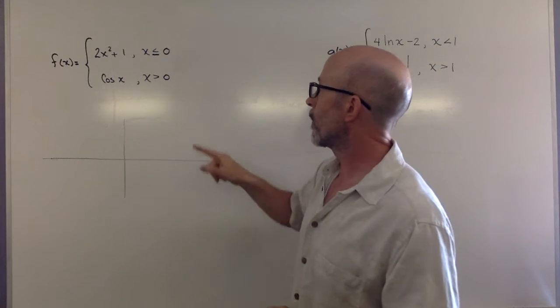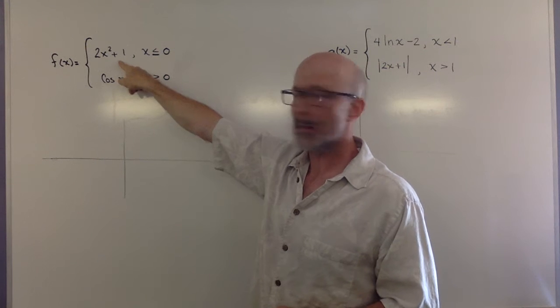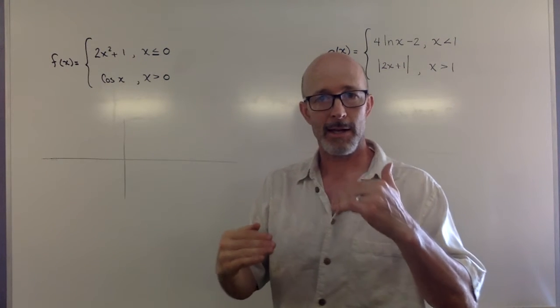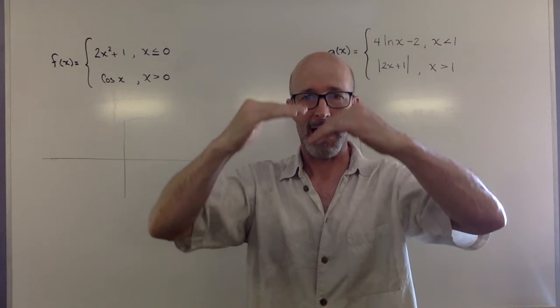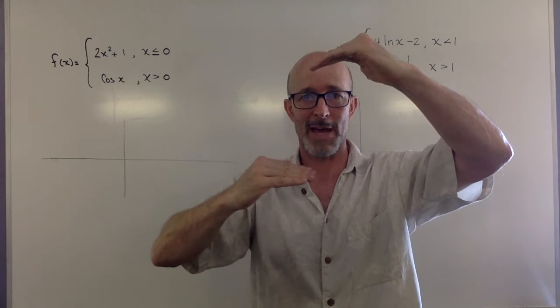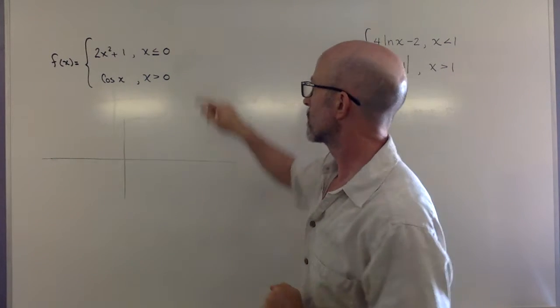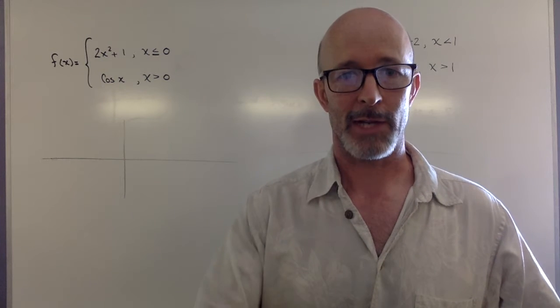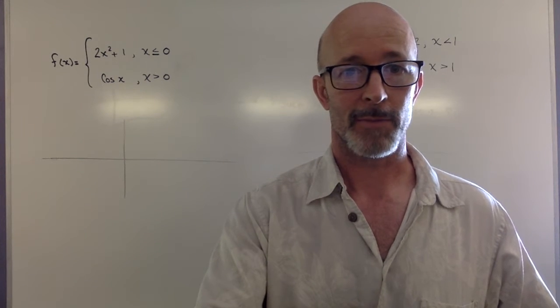Well, we know that we're just taking a piece of this quadratic and a piece of that trigonometric function. And if those two pieces happen to match up perfectly, it will be continuous. If they don't match up, then it won't be. So we have to look at that breakpoint. We have to look at that boundary line. So here's what I want to do.